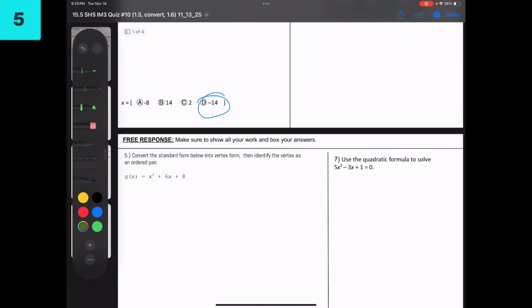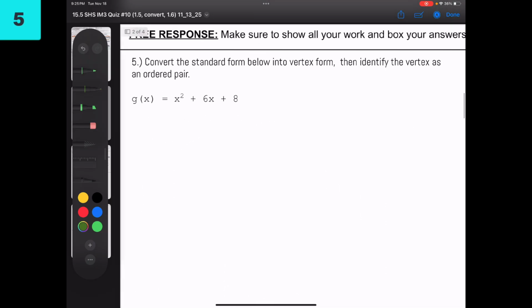Let's go to the back side. Convert. So it's 2 things. Number 1, convert from standard form to vertex form, and then 2, identify the vertex as the ordered pair. So number 1, let's go ahead and convert this to vertex form.